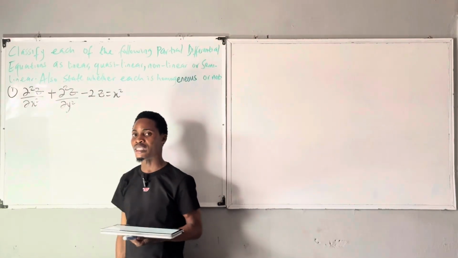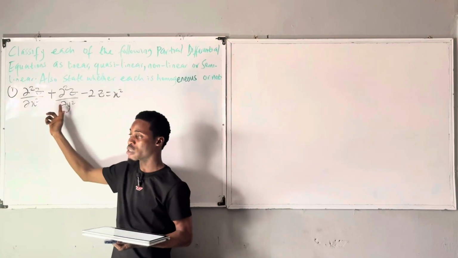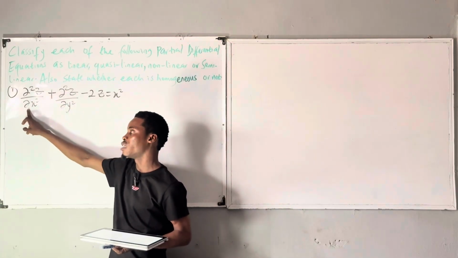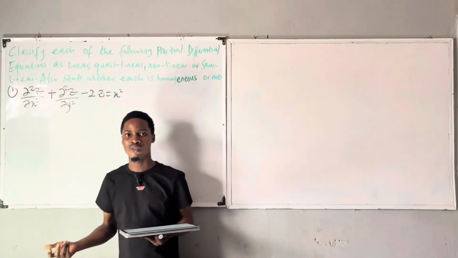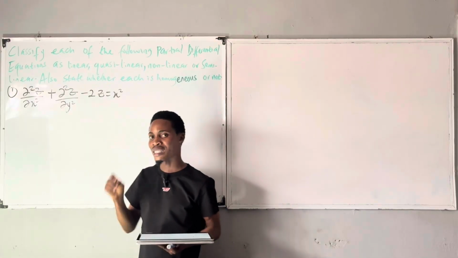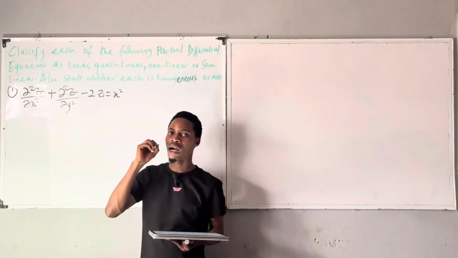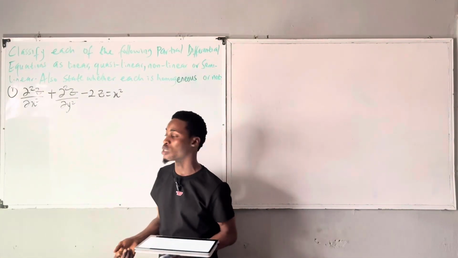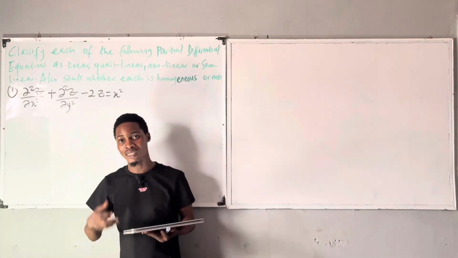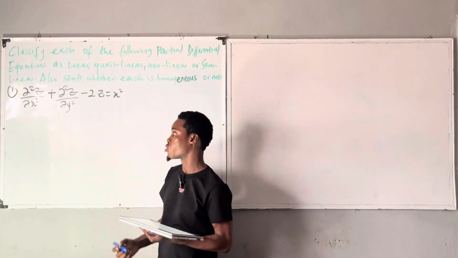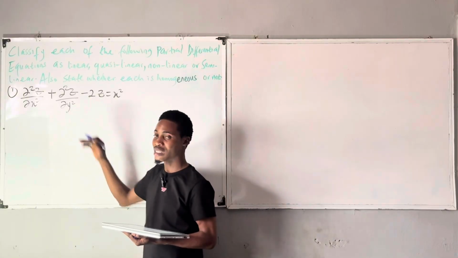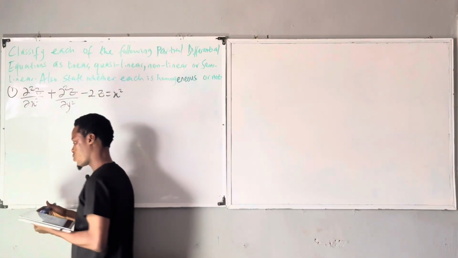So let us now check the degree. The degree here is the power of the highest order derivative. The highest order is 2, so the degree here is 1. Whenever the degree is 1, we call it a linear PDE. So this equation is a linear partial differential equation.